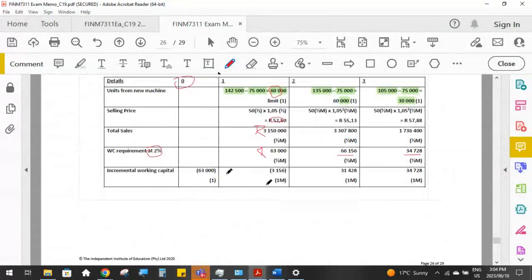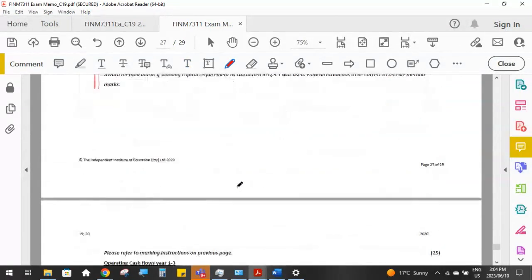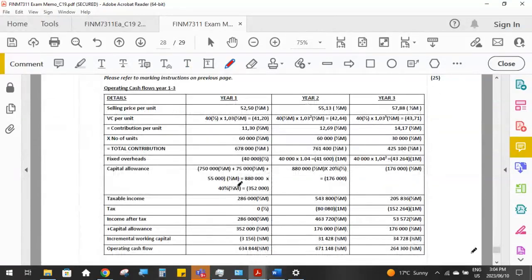So these brackets or no brackets is very important because you have to show, when you do the cash flow calculation here for 25 marks, if it's cash flow in, no brackets, total contribution. If it's cash flow out, fixed overheads, capital allowance, etc., working capital flowing out, your brackets have to be the right way round. So this last table is then the operating cash flows.